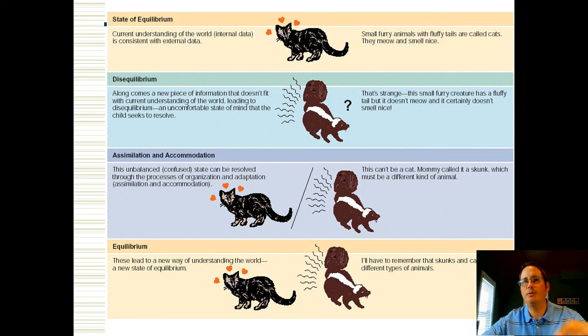So I've tried to assimilate that fluffy creature into my old schema of cat. That doesn't fit at all. So now I've got to accommodate into something new, which my mom called a skunk. And now I'm back to equilibrium. Okay, so that's how this process works, and that's why schemas are so important.